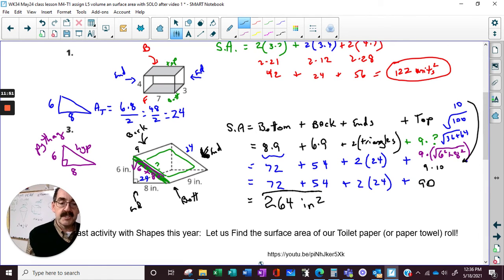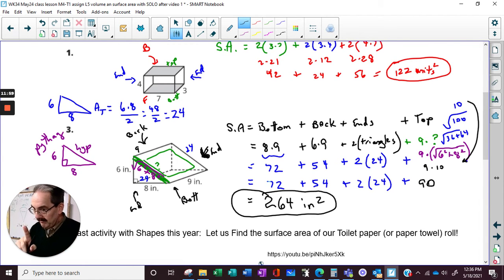264 square inches. Okay. Pause the video, have a little discussion. Okay? Because the rest of class, have your discussion. Make sure everybody understands how this unfolded to get the net for surface area, because this is the only one we're actually doing.